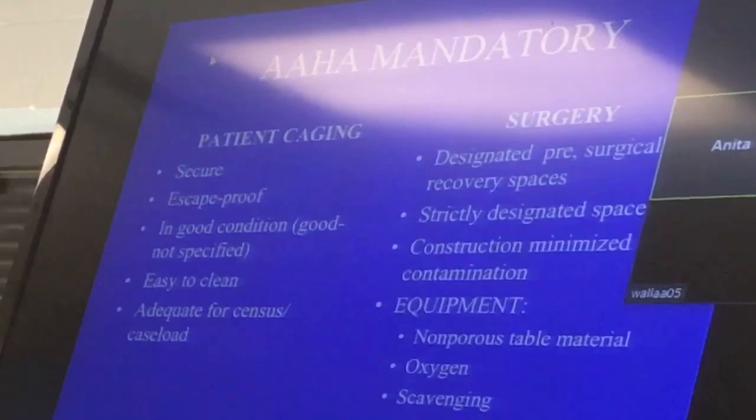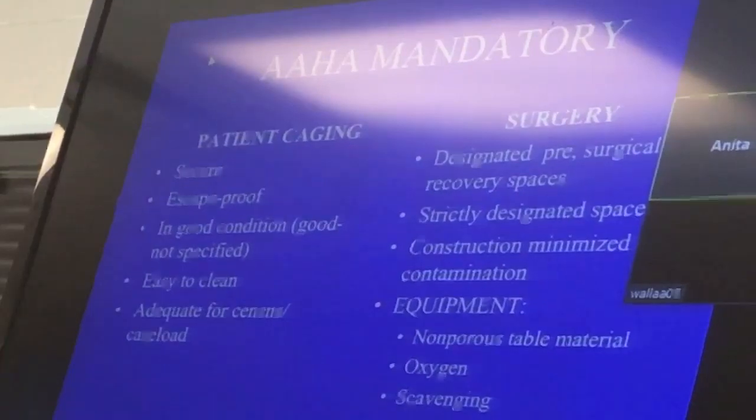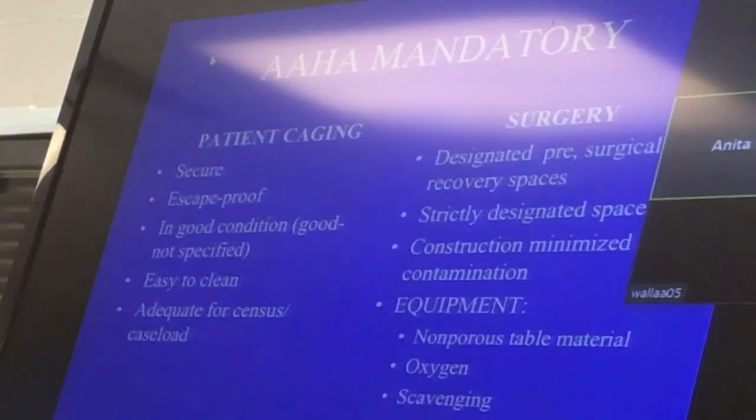And these other areas here are similar to a lab animal setting: non-porous table material, how your oxygen is provided, and again, scavenging of waste gases comes up for protection of the human occupants in the space, as well as animals.